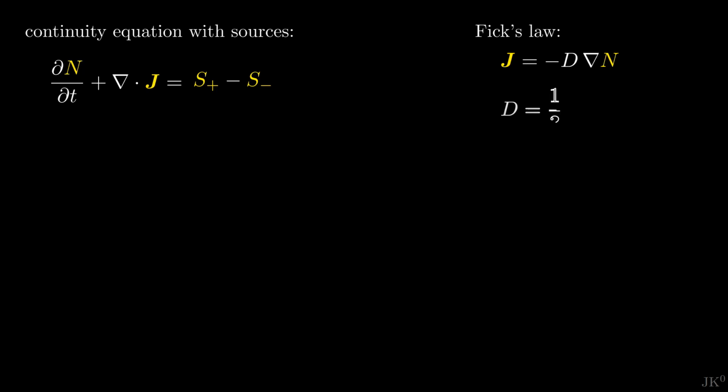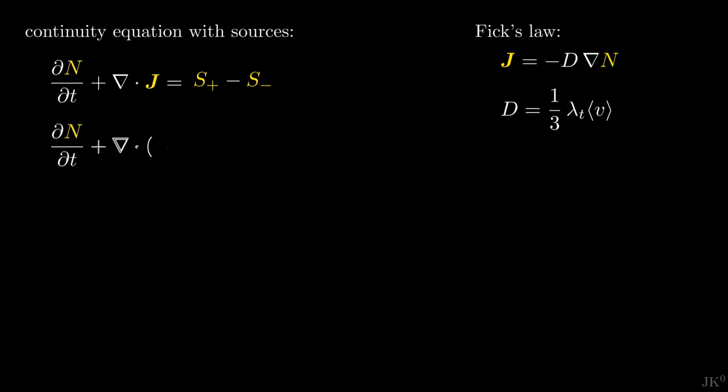The proportionality factor D is called the diffusion constant, and it measures how eager the neutrons are to diffuse around. And it can be written as 1/3 of the average speed of the neutrons times the transport mean-free path. As a reminder, the mean-free path measures the average distance between one reaction and the next.